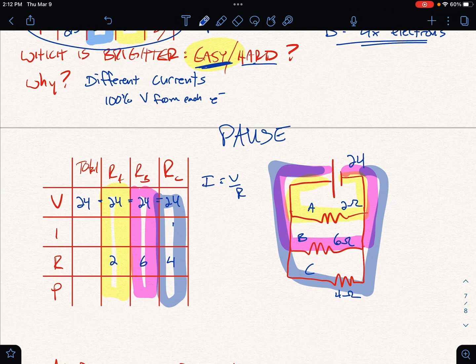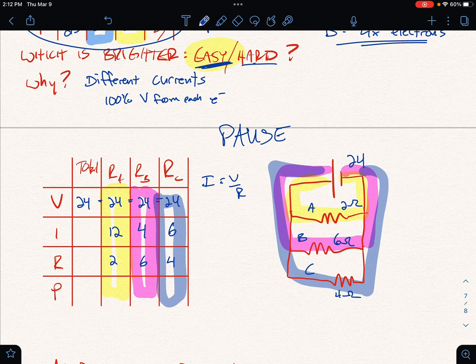So 24 divided by 4 means there's 6 amps going this way. 24 over 6 is 4, 24 over 2 is 12. This should make sense that the easiest light bulb gets the most current and the hardest light bulb gets the least current, because more people, not 100%, but more people are going to choose the easier path.